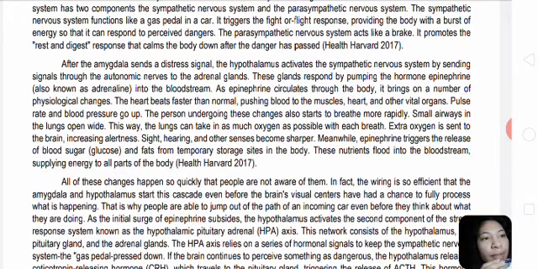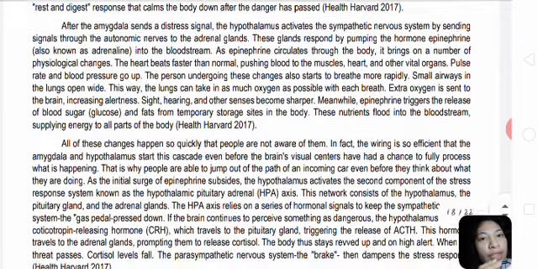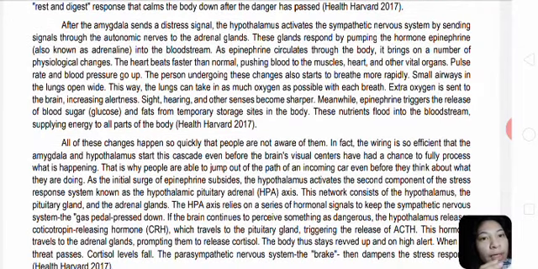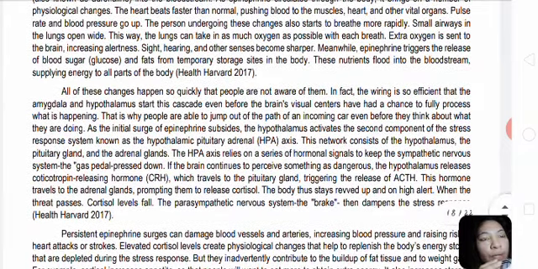Meanwhile, epinephrine triggers the release of blood sugar, or glucose, and fats from temporary storage sites in the body. These nutrients flood into the bloodstream, supplying energy to all parts of the body. All of these changes happen so quickly that people are not aware of them.